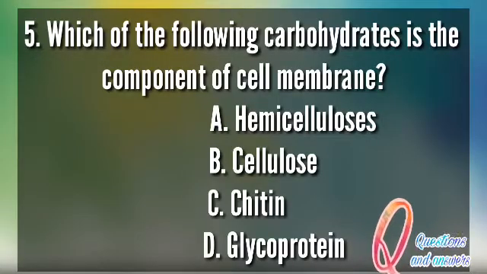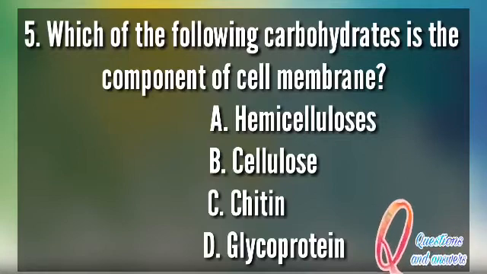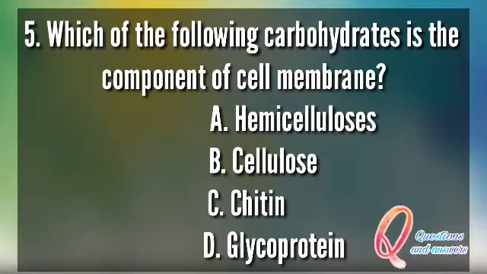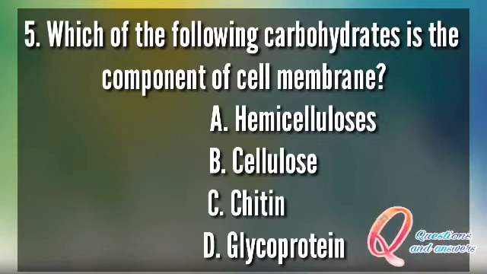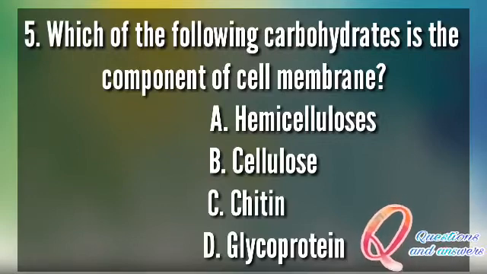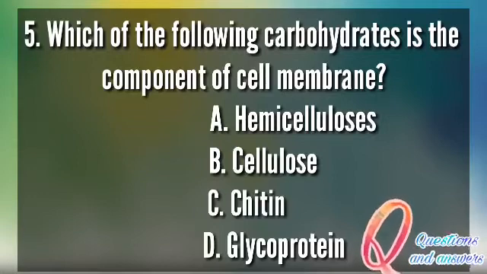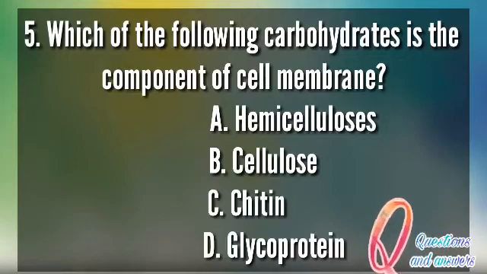Question number 5. Which of the following carbohydrates is a component of cell membrane? A. hemicellulose, B. cellulose, C. chitin, D. glycoprotein. Answer D. Glycoprotein. Explanation. Glycoprotein is made from carbohydrates and protein and is one of the components of cell membrane.